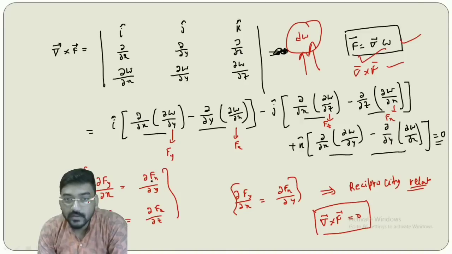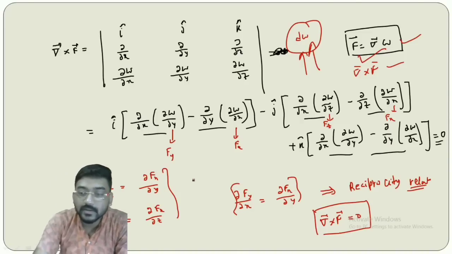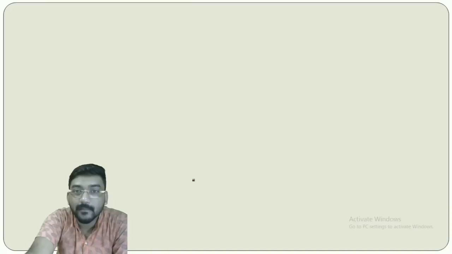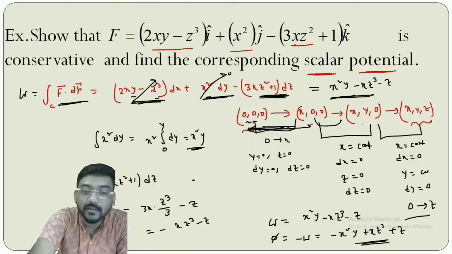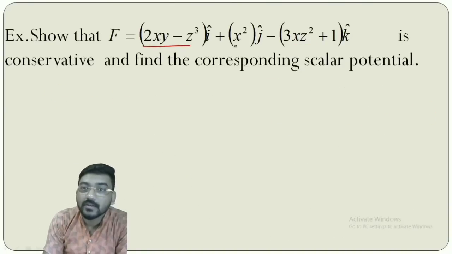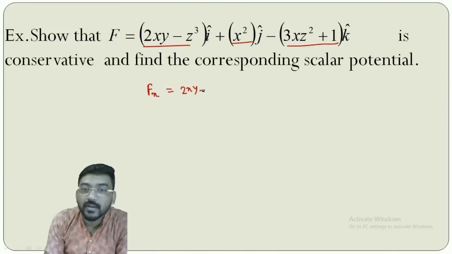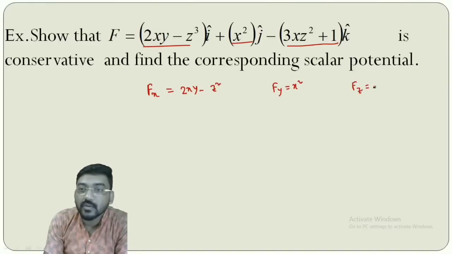So let me see if these relations hold good or not for the given function that we have discussed earlier. So let me take this function. This is the x component, this is the y component, and this is the z component. So we have fx is equal to 2xy minus z square, fy is equal to x square, and fz is equal to minus 3xz square plus 1.